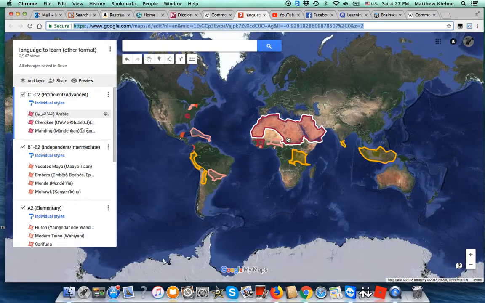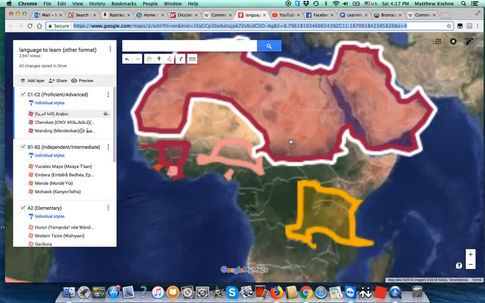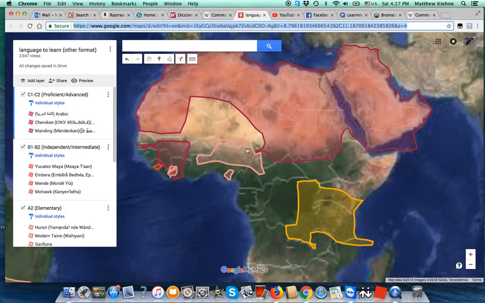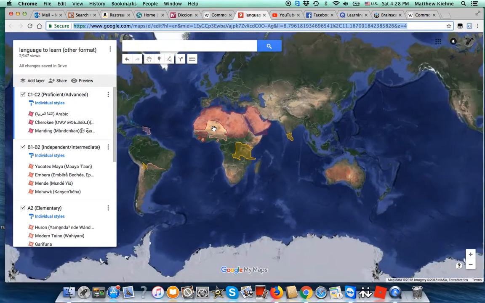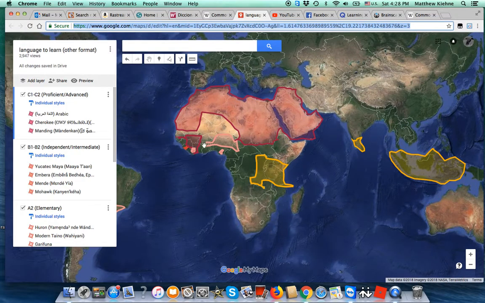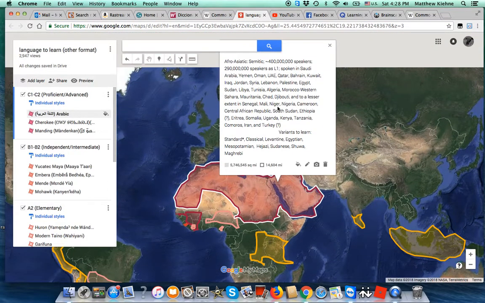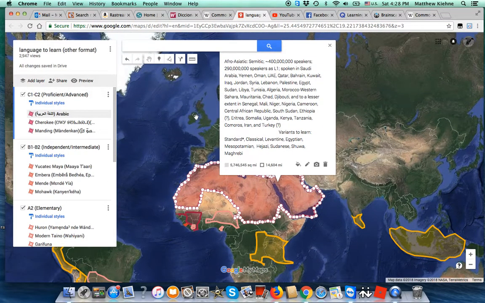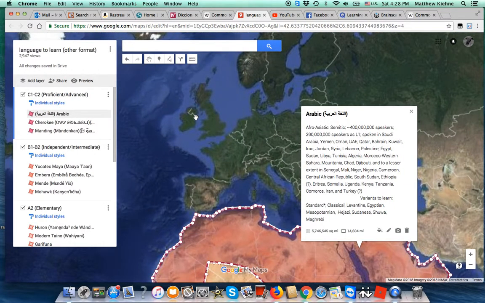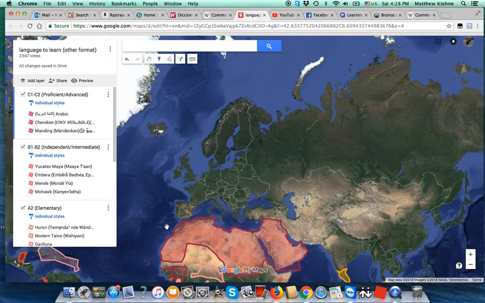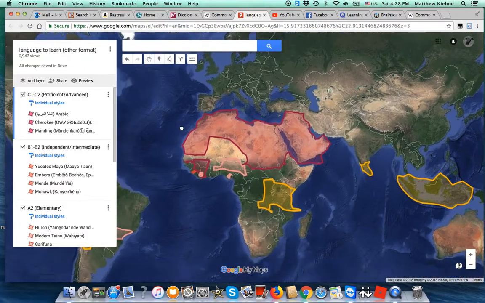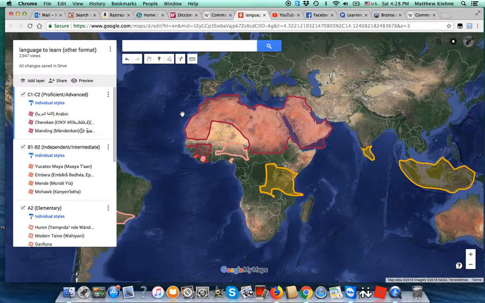Size and notoriety, definitely. It's really big, geographically and in number of speakers, with more than 300 million speakers. And it's dominant in North Africa and southwestern Asia. Here's a little description of it. My main focus is on Modern Standard Arabic, which is based off of Classical Arabic.